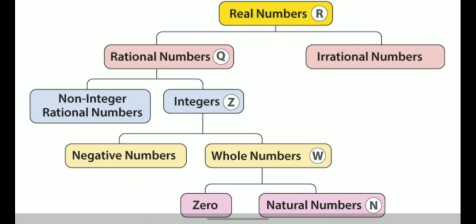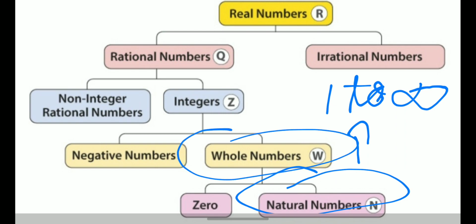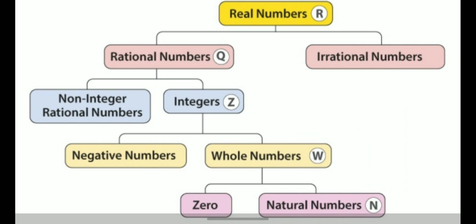So today we completed the topic of definitions in real numbers. Let's take a quick recap of what we learned. We learned about natural numbers. The definition of natural numbers is that the numbers 1 to infinity are called natural numbers. And we discussed whole numbers. Natural numbers included with 0 are called whole numbers.